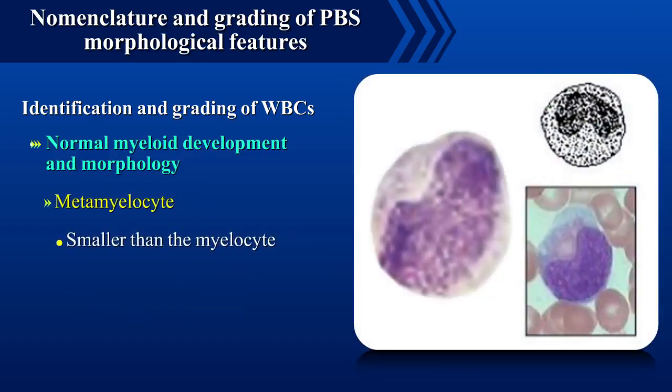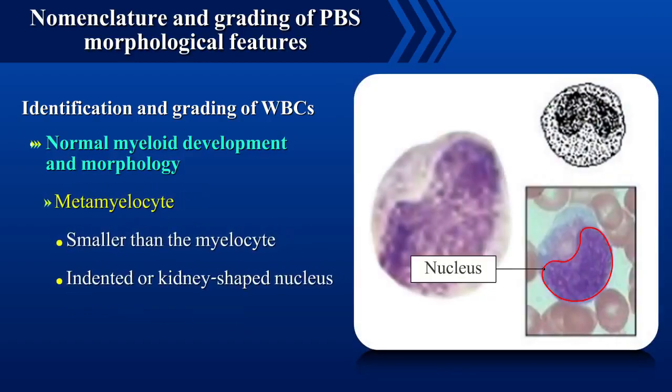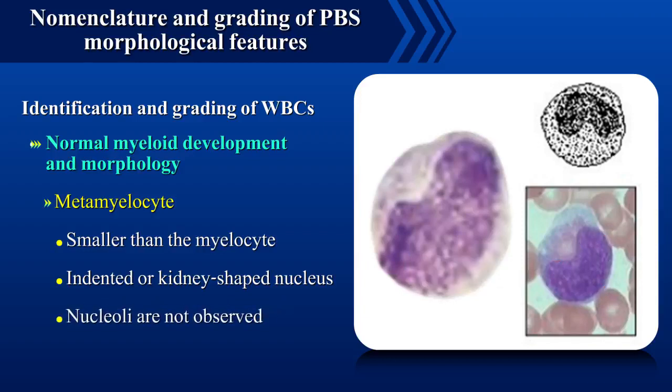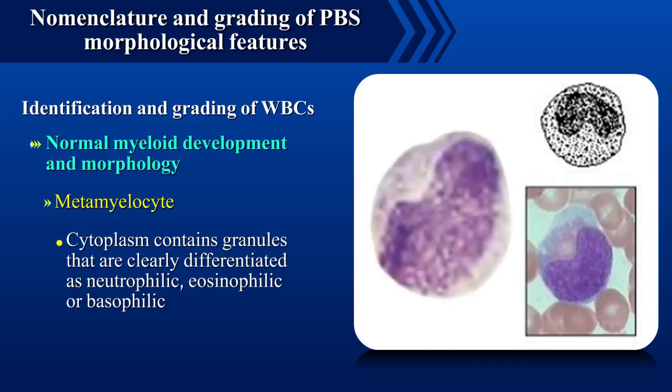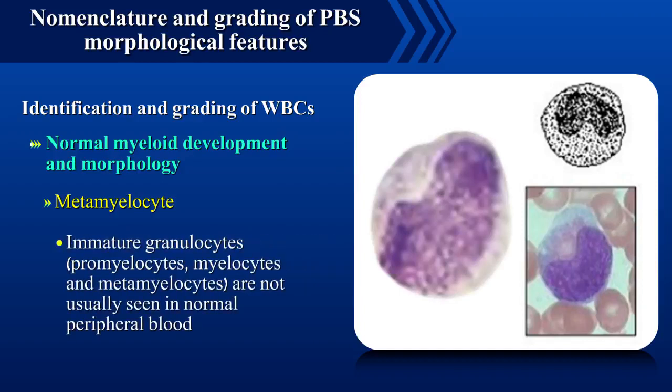Metamyelocyte is smaller than the myelocyte with an indented or kidney-shaped nucleus. Nucleoli are not observed. The cytoplasm is usually clearly pink and contains granules that are clearly differentiated as neutrophilic, eosinophilic or basophilic. Immature granulocytes, that is promyelocytes, myelocytes and metamyelocytes, are not usually seen in normal peripheral blood.